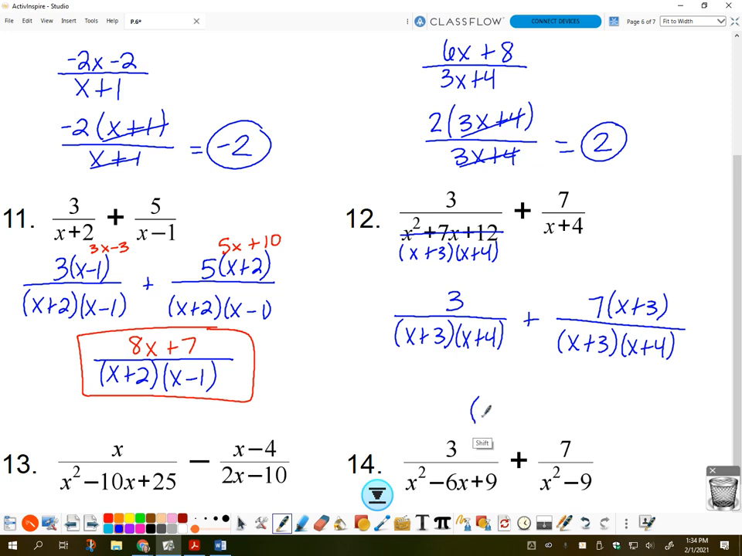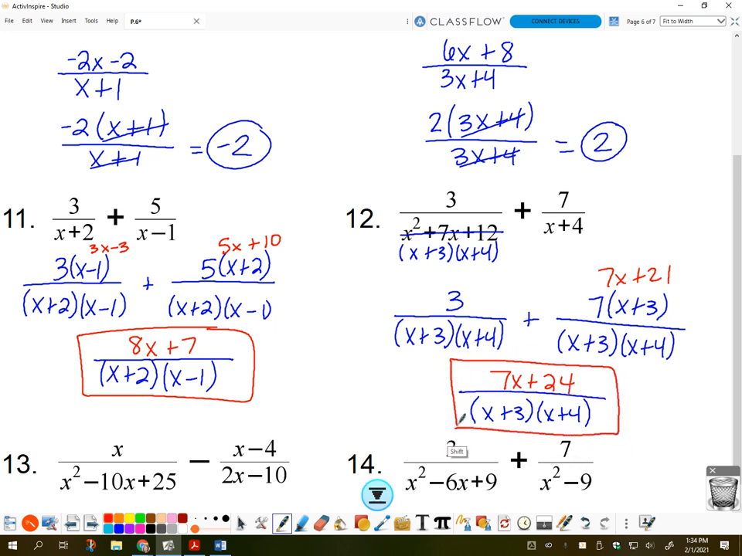Alright, so again, our next step, we're going to keep our common denominator and combine like terms on top. So make sure that you do any multiplication in your numerator that's there. Then you can combine your like terms. Then look to see if you can factor that numerator and cancel with the denominator, but in this case, 7 and 24 don't have anything in common.